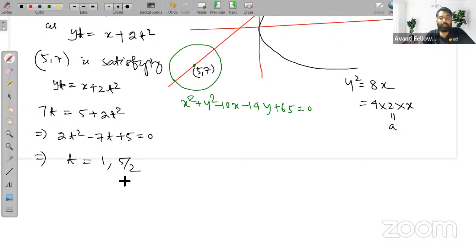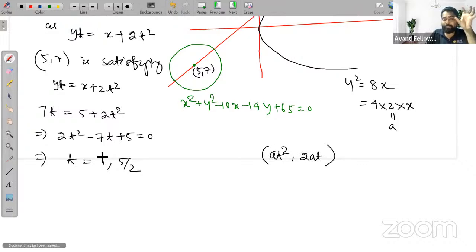So what are the parametric coordinates of the parabola? If the parameter of the point P is t, then the parametric coordinates will be (at², 2at). So we'll get two possible coordinates of point P. For t = 1, I will get one coordinate, and for t = 5/2, I will get another coordinate. So first put t = 1.